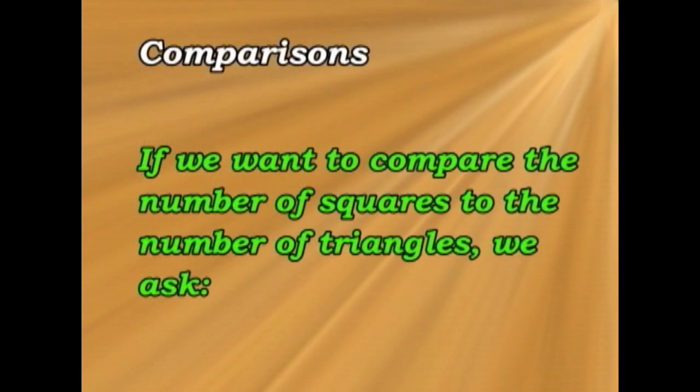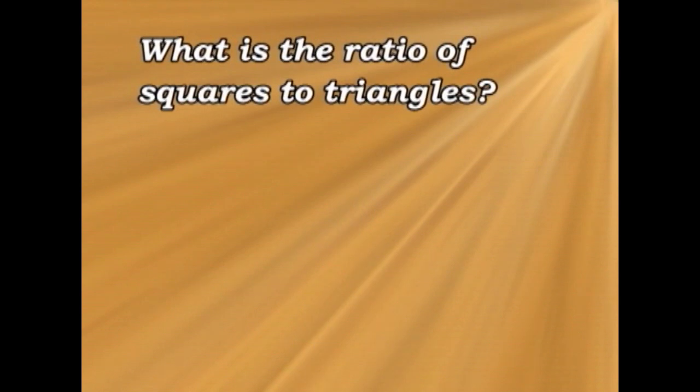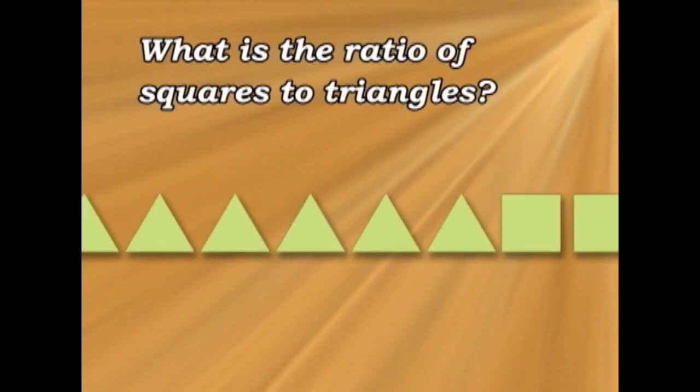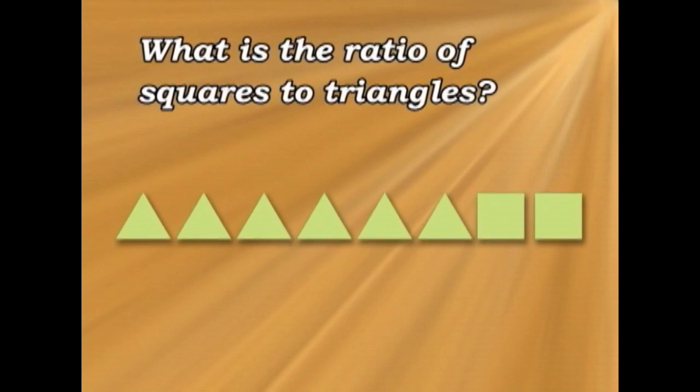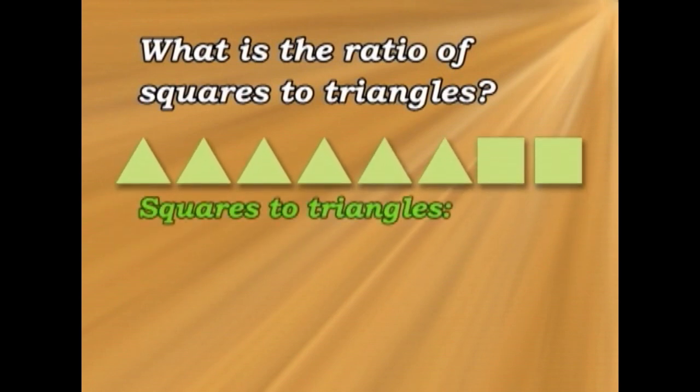If we want to compare the number of squares to the number of triangles, we ask, what is the ratio of squares to triangles? Let's count them. There are 2 squares and there are 6 triangles. So we can express the ratio like this. Squares to triangles. We can express this as a fraction, actually as 2 different fractions.